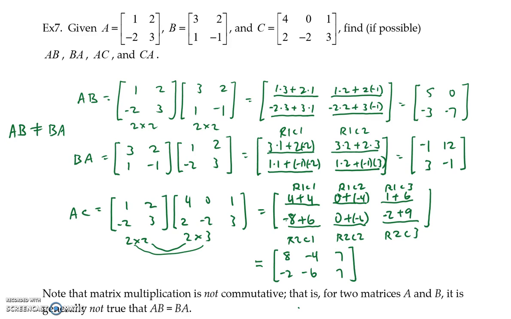Finally, what about C times A? Well, C has order 2 by 3, 2 rows and 3 columns, and A has order 2 by 2. Now previously we did A times C. Now we're doing C times A. If I list them in this order and I look at the inner numbers, the number of columns in C and the number of rows of A do not match. If those don't match, the product is not defined. CA is undefined.